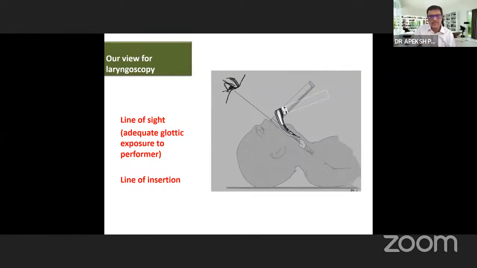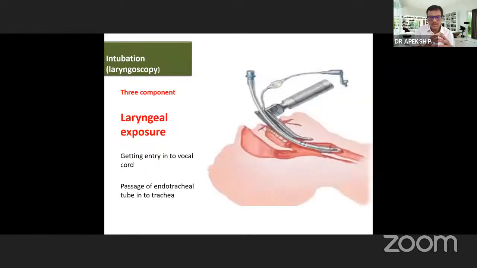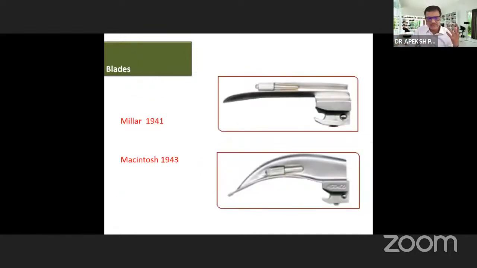And it has three components. First, we need to expose the larynx. Second, we have to make the entry into the vocal cord. And third, we have to make the passage for the endotracheal tube. So let's start with the first part, laryngeal exposure.